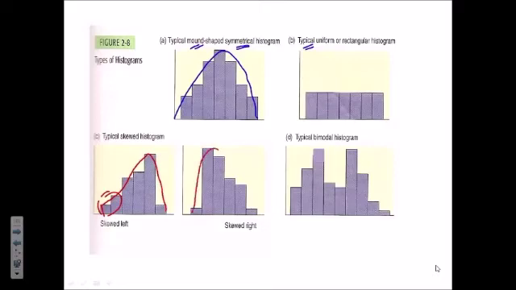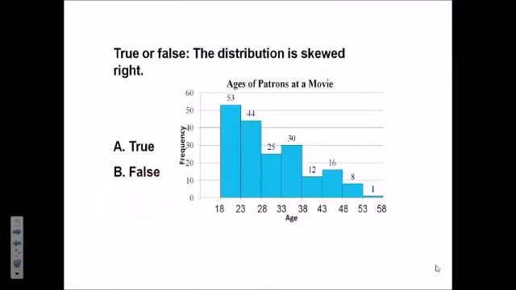Here we have a distribution where it's skewed to the right. In this case, these two scores would both be modes. This is a bimodal distribution. Is this distribution skewed right? Well, I think you should see that it's got a tail out here to the right. So yes, it is skewed to the right.